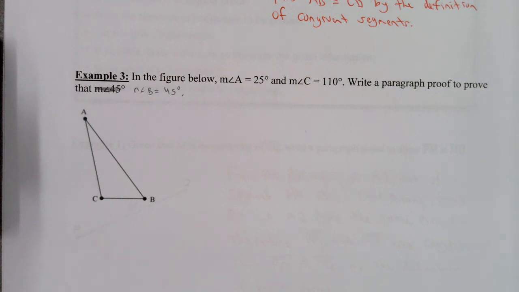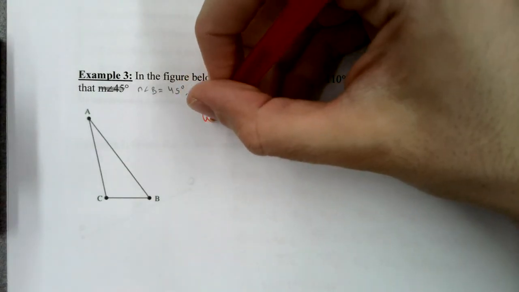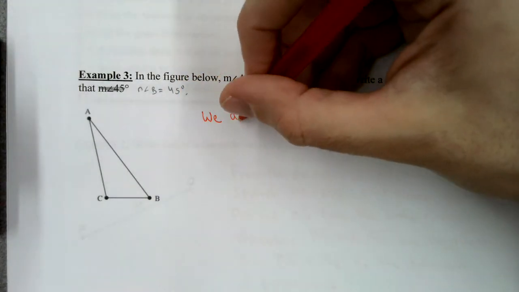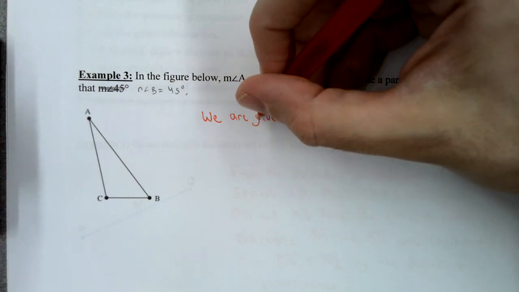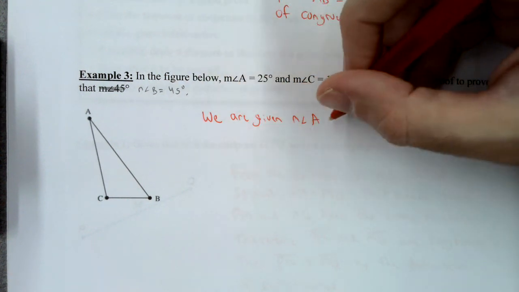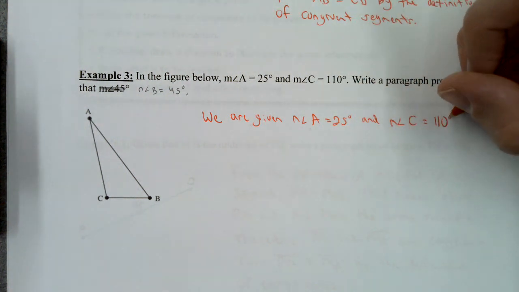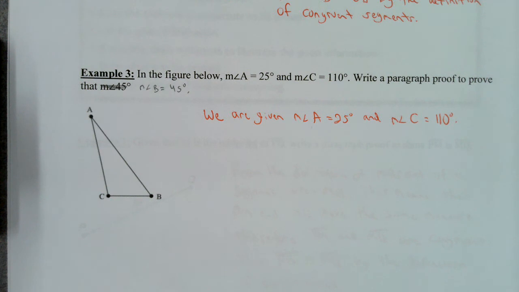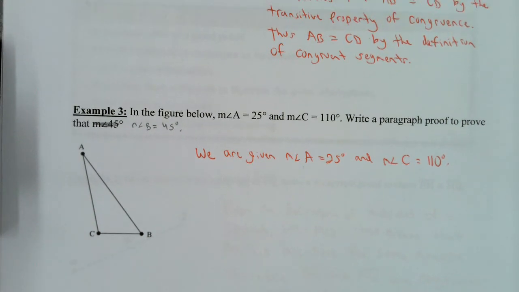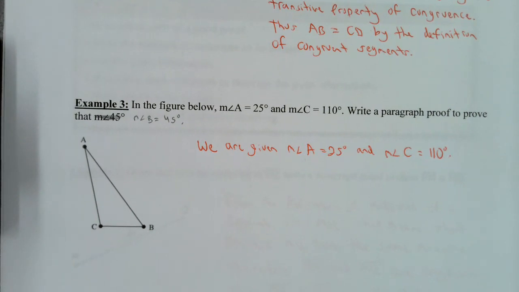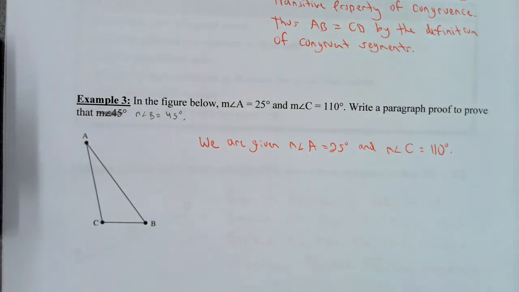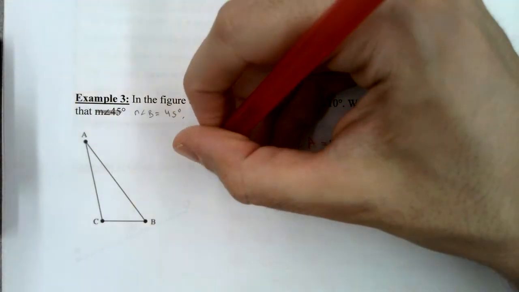So here we go. Let's see, how should we start this one off? I'll say we are given the measure of angle A equals 25 degrees and the measure of angle C equals 110 degrees. You can start with the givens. You don't always have to do that for these types of proofs, but I'm going to write that first.